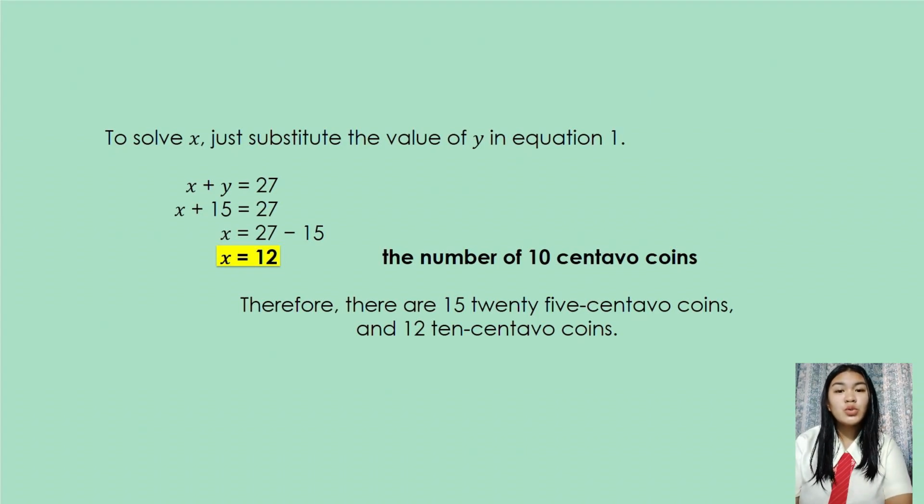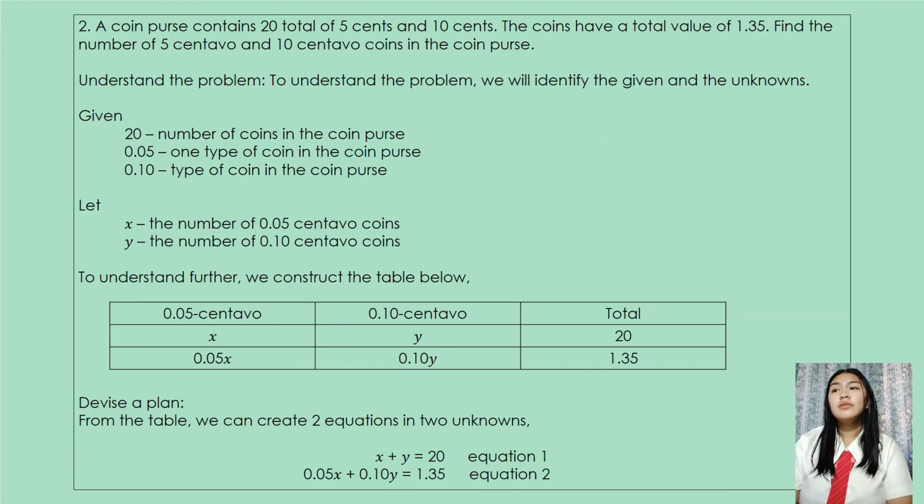So we will proceed to our example 2. A coin purse contains 20 total of 5 cents and 10 cents. The coins have a total value of 1.35. Find the number of 5 centavo and 10 centavo coins in the coin purse. So to understand the problem, we will identify the given and the unknowns. So for our given, we have 20, which is the number of coins in the coin purse. The 0.05, one type of coin in the coin purse, and 0.10, another type of coin in the coin purse.